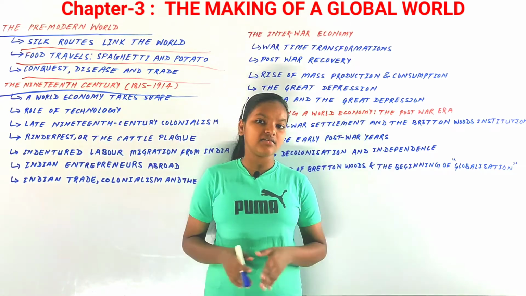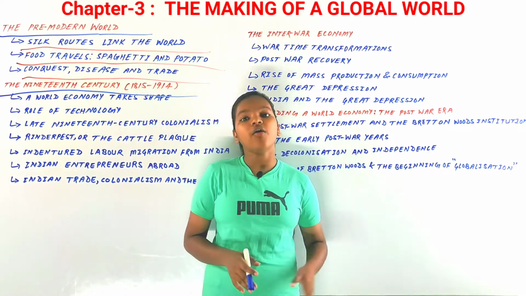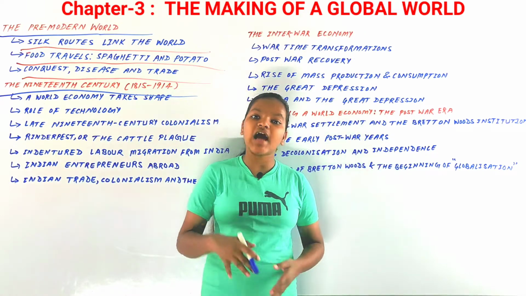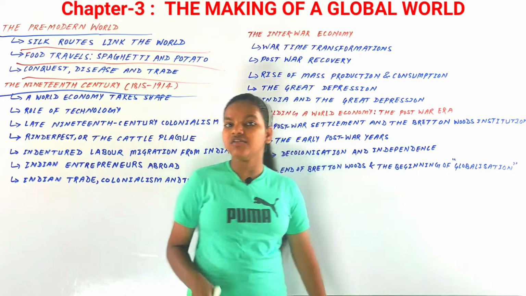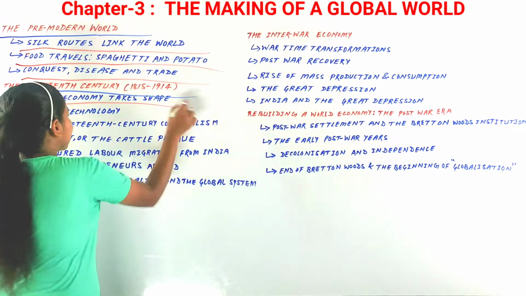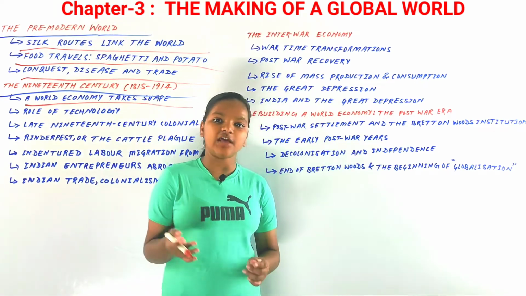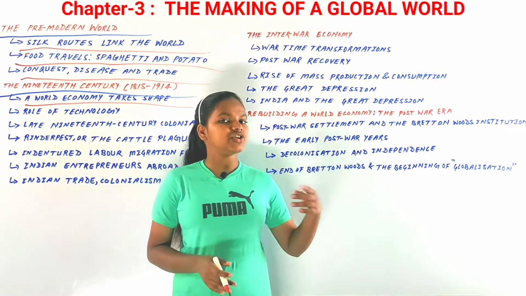And these three things, the economy, the capital and the labor, were connected to each other. So we will correlate all these things as we move further in this chapter. So let's move further into this chapter with our subtopic, that is, a world economy takes shape. Now we have to look at the economy of the world, how it took shape.